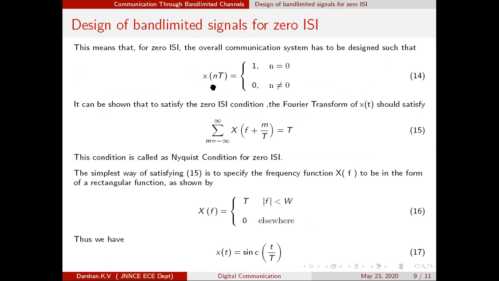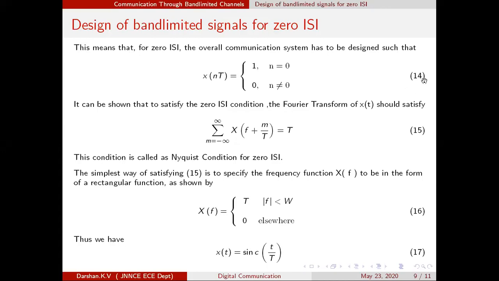So now, there is another theorem associated with this, called the Nyquist theorem or Nyquist condition for 0 ISI. What is the Nyquist condition for 0 ISI? The equation number 14, whatever we have written, this itself is the Nyquist condition for 0 ISI. That is, the 0th sample should be 1 and all other sample values should be 0. That is the Nyquist condition.